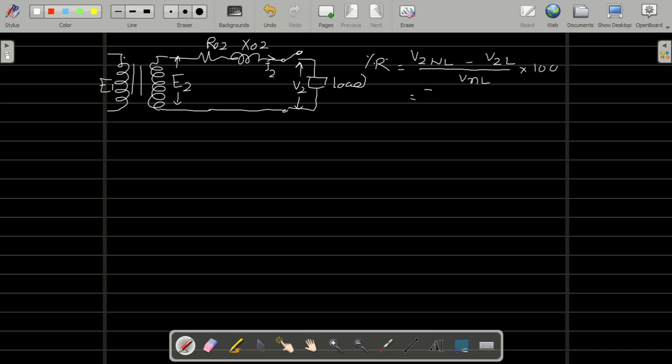So we can modify this and write E2 minus V2. When the load is connected, as you close the load, clear? So I2 will increase. As we keep increasing the load, I2 will increase, so the drop will increase. So this is V2 at load condition upon V2 at no load, that is E2, into 100. That is the formula for regulation. Now, regulation can be affected by the nature of power factor. It depends on the value of load also. It depends on the nature of power factor.